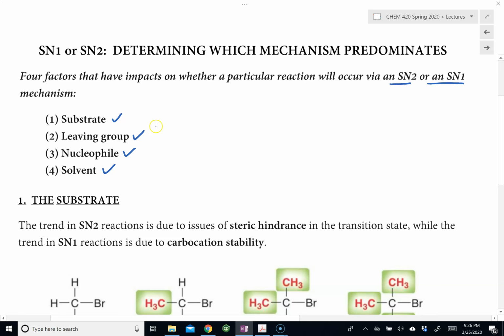So overall, by changing these four factors right here, we can dictate whether the reaction will proceed through an SN1 or an SN2 mechanism. And this is the overview of a nucleophilic substitution reaction. We have a substrate bonded to a leaving group. It is then reacted with the nucleophile, and a particular solvent is being used. The product that is formed is when the nucleophile comes in to replace or substitute the leaving group. Thus, this is called a nucleophilic substitution reaction.